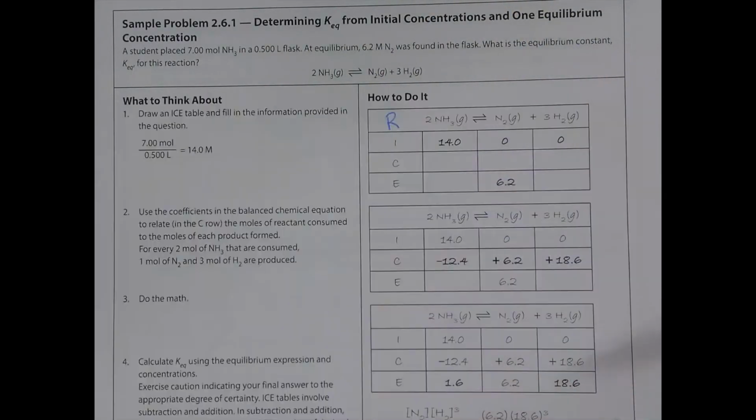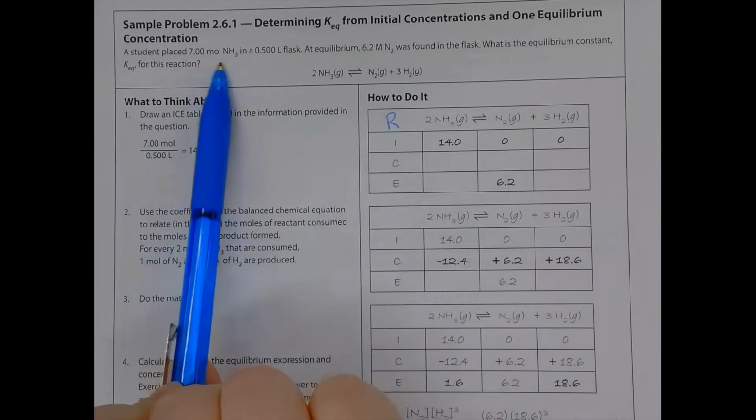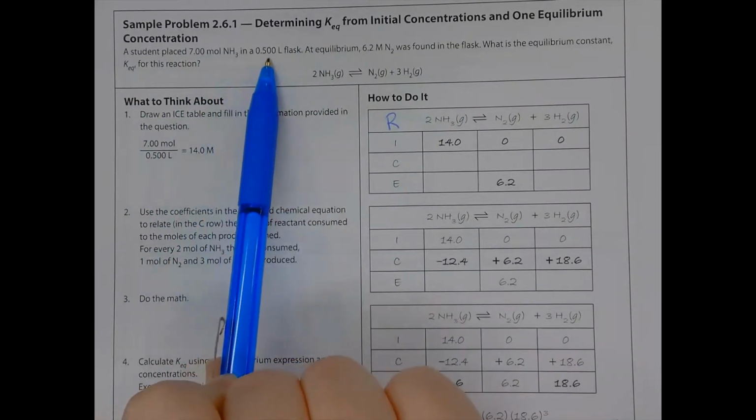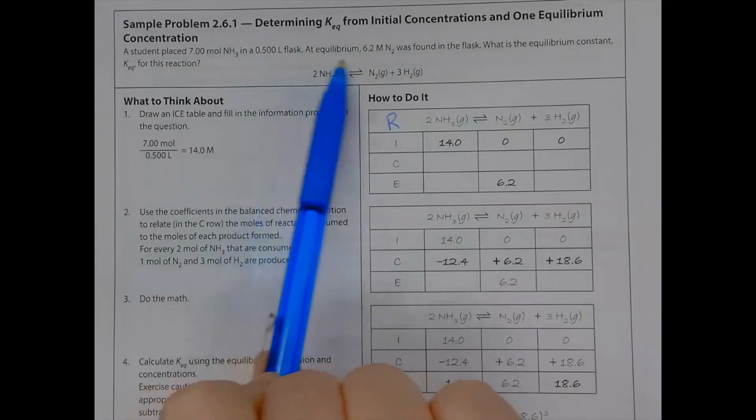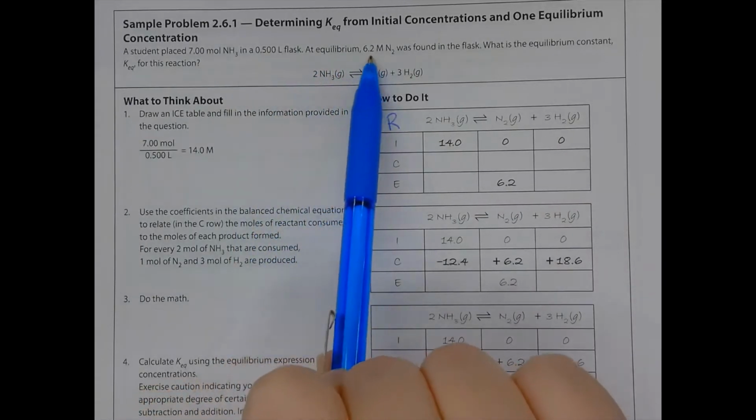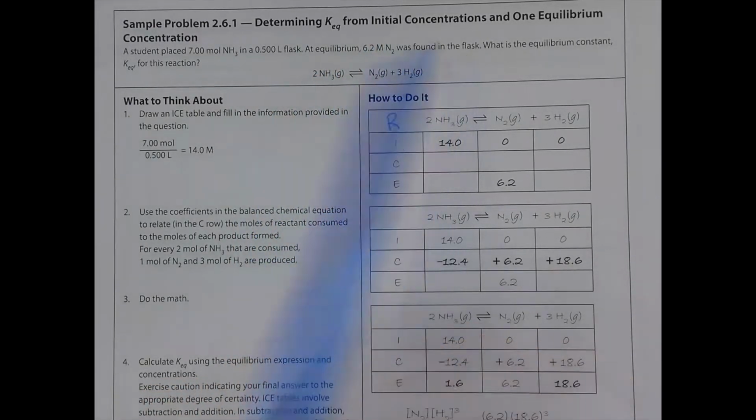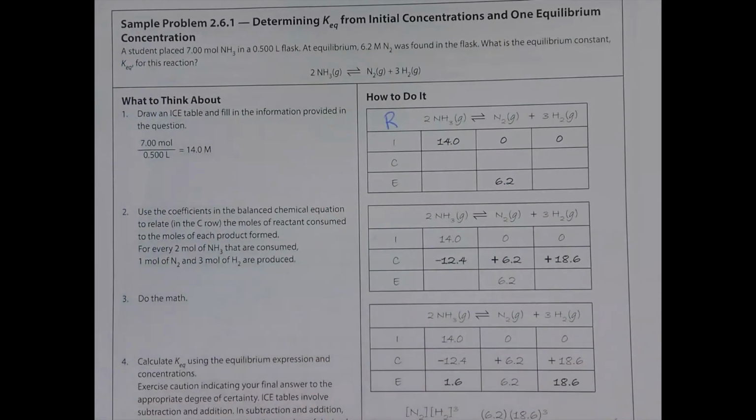So we'll just take a look at the example problem that's done, and then we'll try a few more so that you guys can work through them. So a student placed 7 moles of NH3 in a 0.5 liter flask. At equilibrium, 6.2 molar nitrogen was found in the flask. What is the equilibrium constant, Keq, for this reaction?